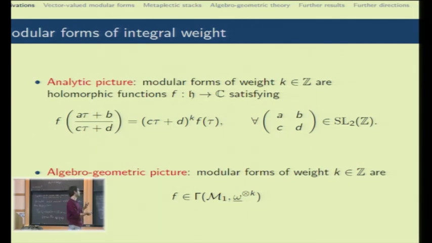Right? We have this algebraic incarnation, and by that I mean that if you do this construction over an analytic base, for elliptic curves over an analytic base, you recover exactly this definition. So in this sense, they form an algebraic analog of classical modular forms of integral weight.